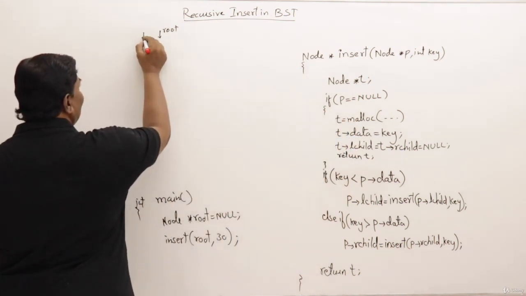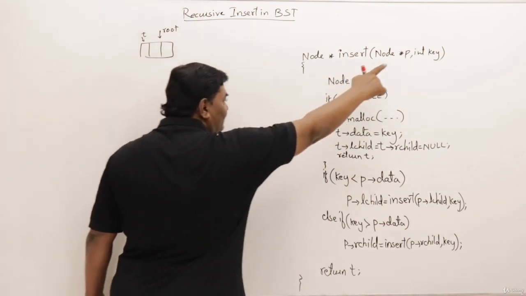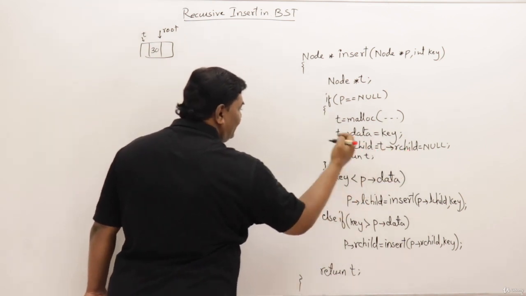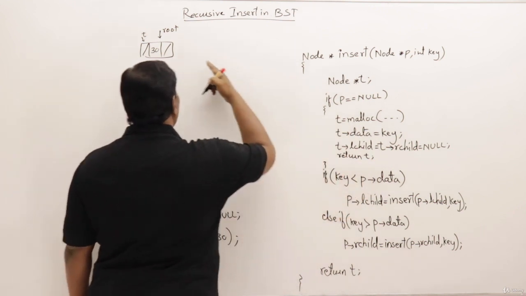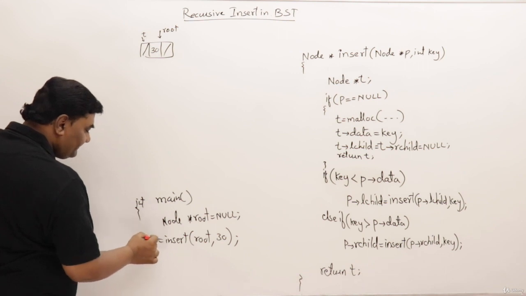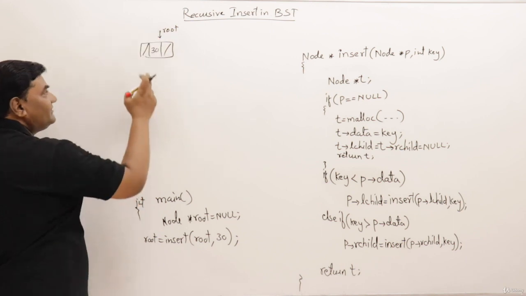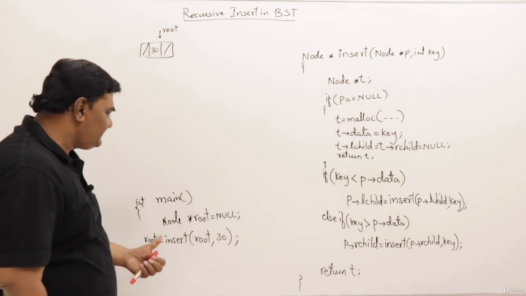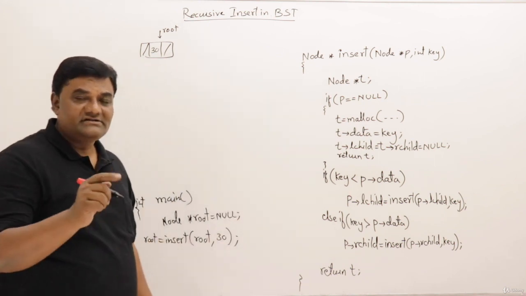So create a new node with the help of a temporary pointer. Insert data 30, that is the key. Make the left child and right child null, then return t. So this node's address is returned from there, and that address I can take in root. So root will be pointing to that node. This is the first step. When I am creating the first node, root should point to that one. That is the reason I have assigned it to root. So root was null, now root will be pointing to that one.